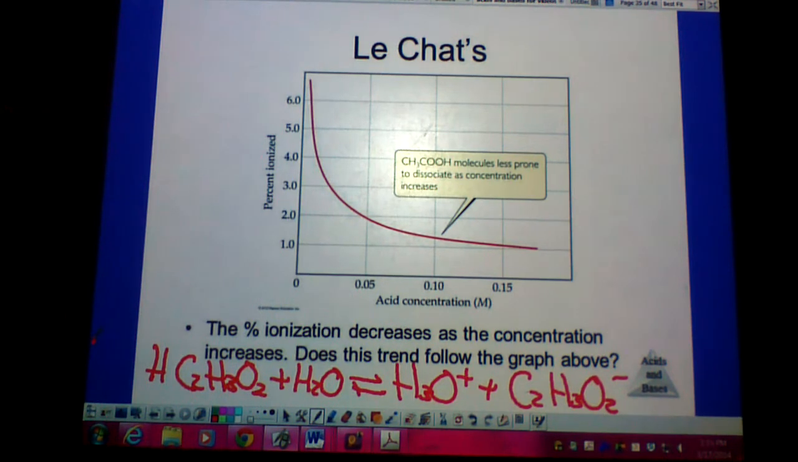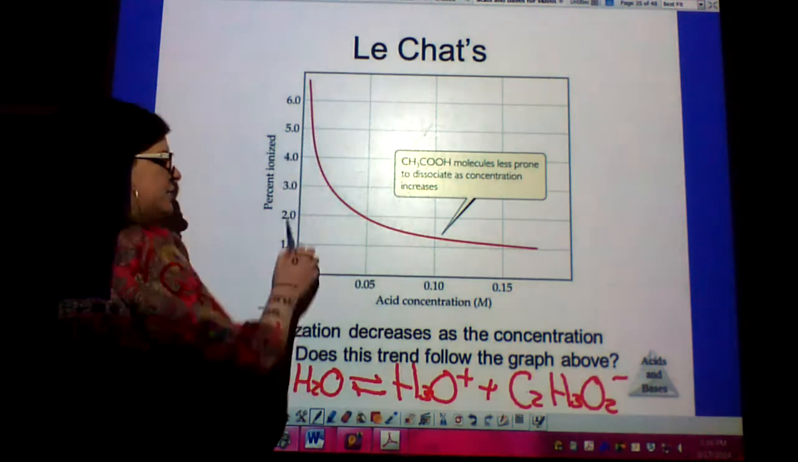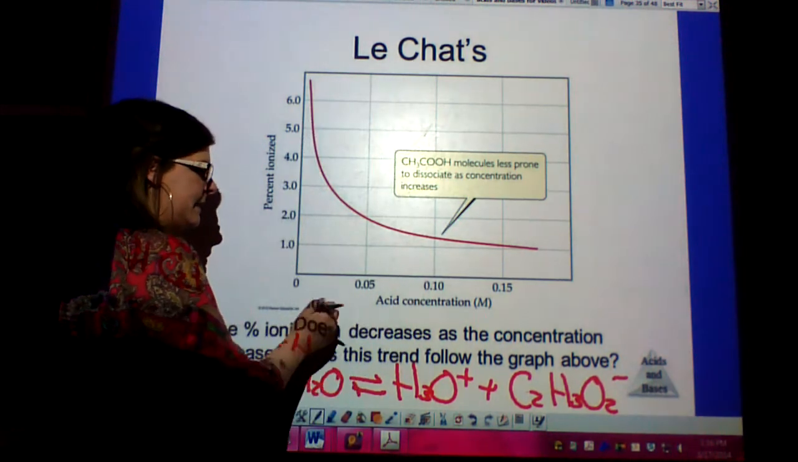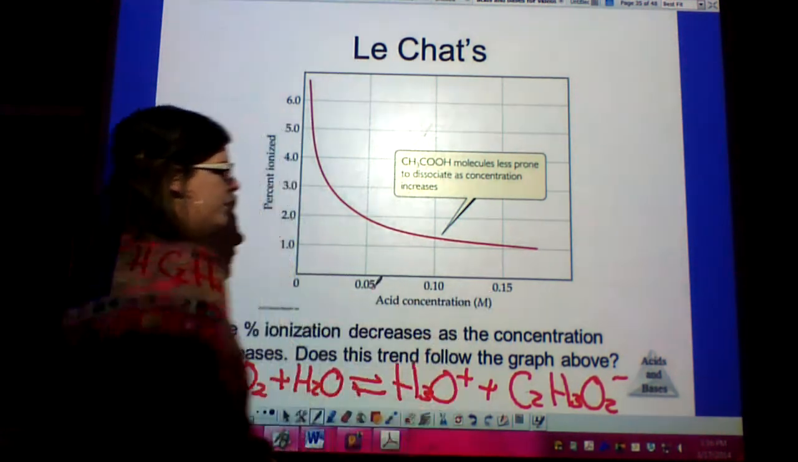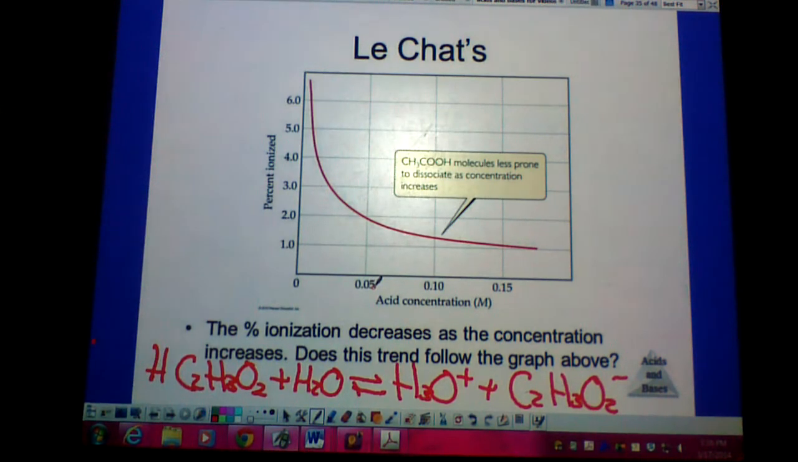So if I'm looking at my graph here, this shows that as the concentration of a weak acid increases, that's on my x-axis. So I have 0.05, 0.1, 0.15. So I'm increasing in acid concentration. But what's happening to the percent ionized? I see that percent ionization will decrease as the acid concentration increases. And ultimately, this is going to be consistent with Le Chatelier's principle.